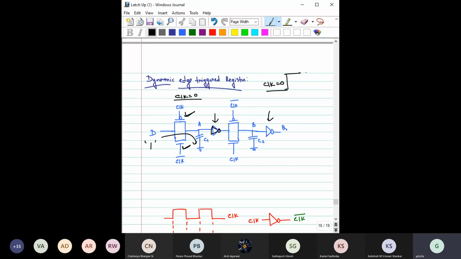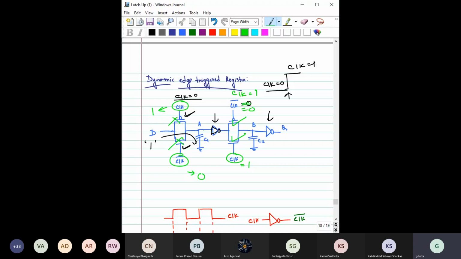Now here this clock becomes 1 at this edge. So when the clock becomes 1, what will happen to this clock bar? Clock bar will become 0. What will happen to this? This will become 1. So what will happen to this transistor? Off. What will happen to this transistor? Off. This transistor on, this transistor on.